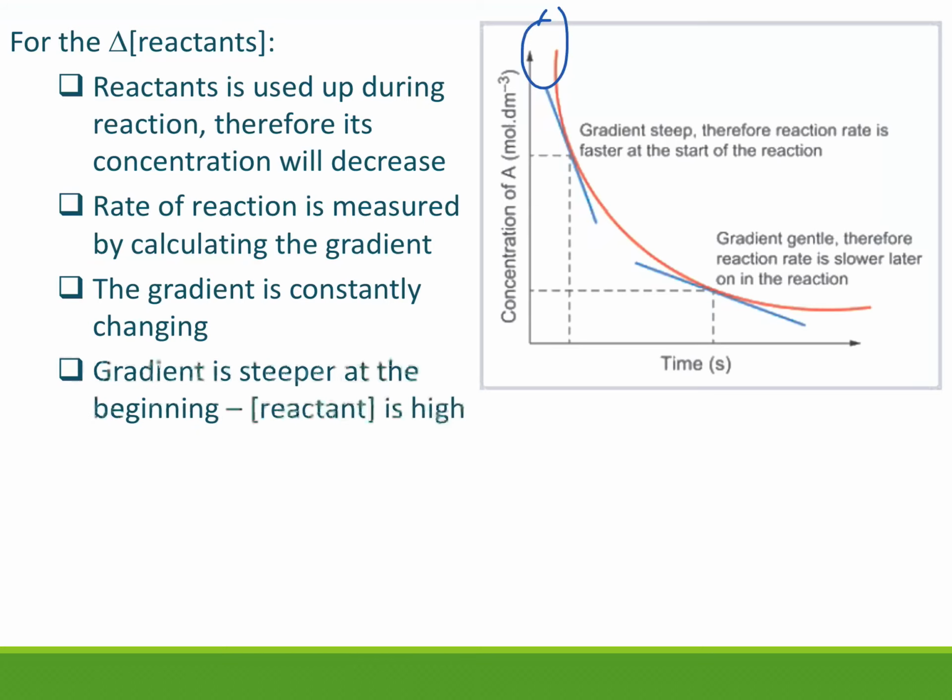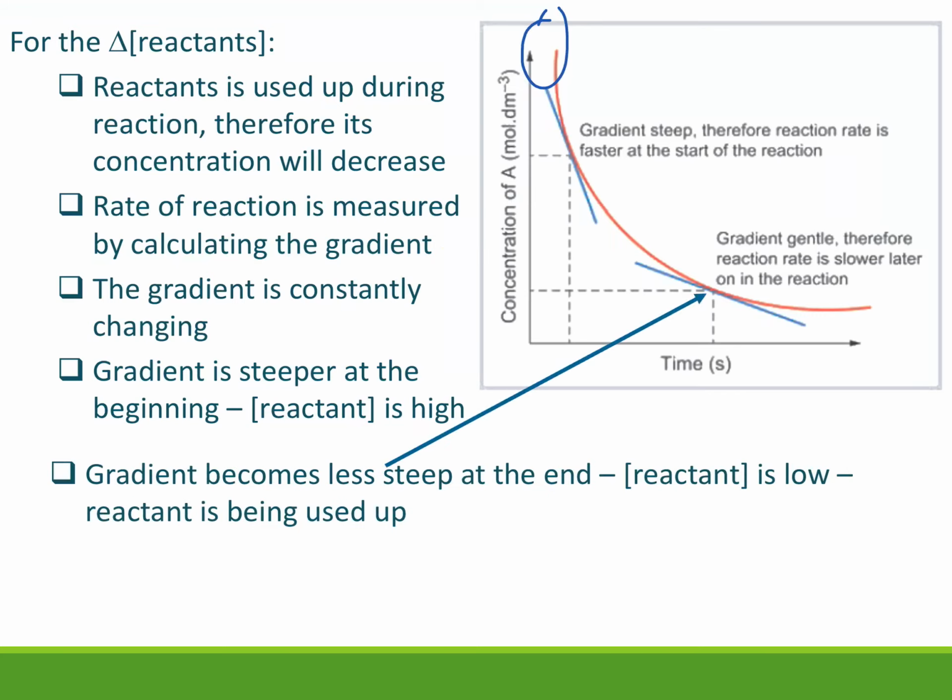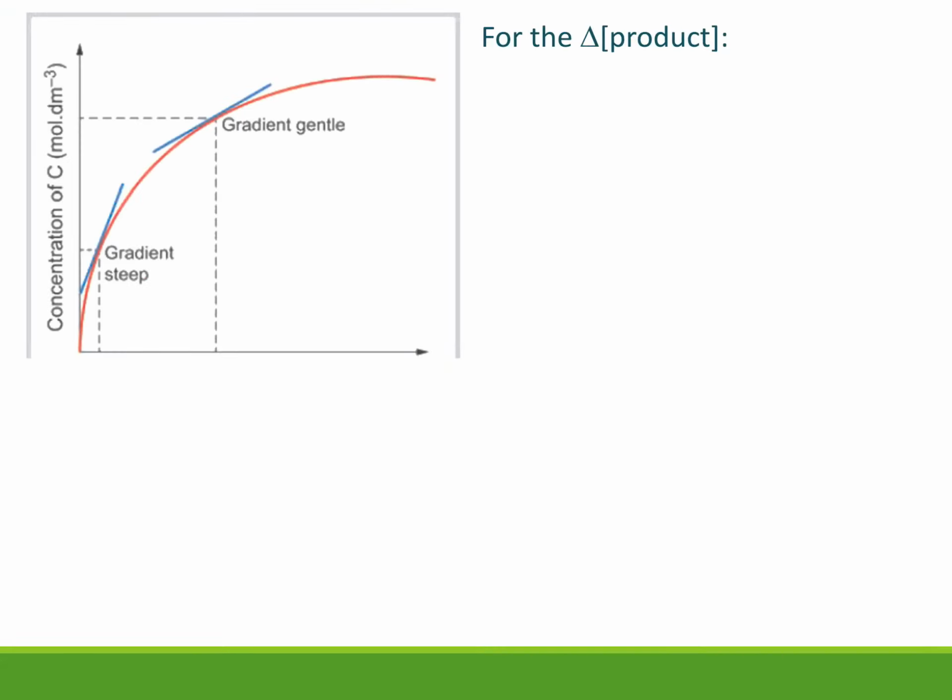It's a curve. The gradient at the beginning is steepest because we have lots of reactants, and if we have lots of reactants, then we're going to have a very fast reaction. So the concentration of the reactants is very high. The gradient becomes less steep because we're using up the reactants, and it becomes lower and lower and lower. Okay, so it starts off quickly and ends up going slower and slower and slower till eventually the reaction stops.